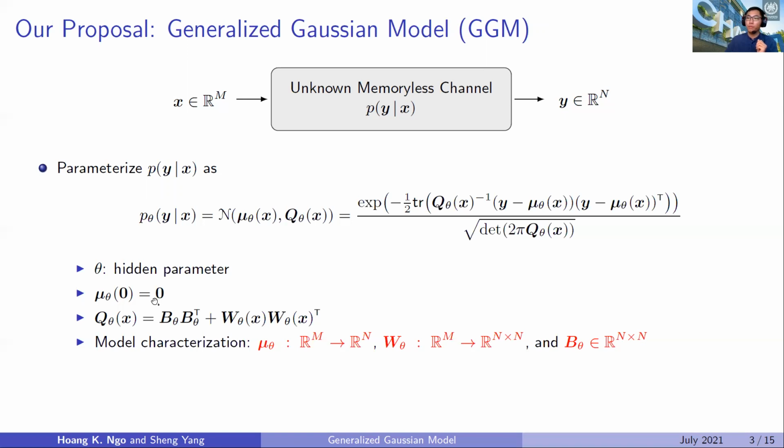The output mean is 0 if the input signal is 0. The covariance matrix is given by the sum of two parts. The first part is the covariance matrix of the term in the noise that is independent of the input, and the other part is the covariance matrix of another part in the noise that is dependent on the input. So the model is characterized by the mean function mu, the matrix W, and the matrix P. We call this a generalized Gaussian model. Equivalently, the channel output is the mean plus a noise term that is dependent on the input and another noise term which is independent of the input.